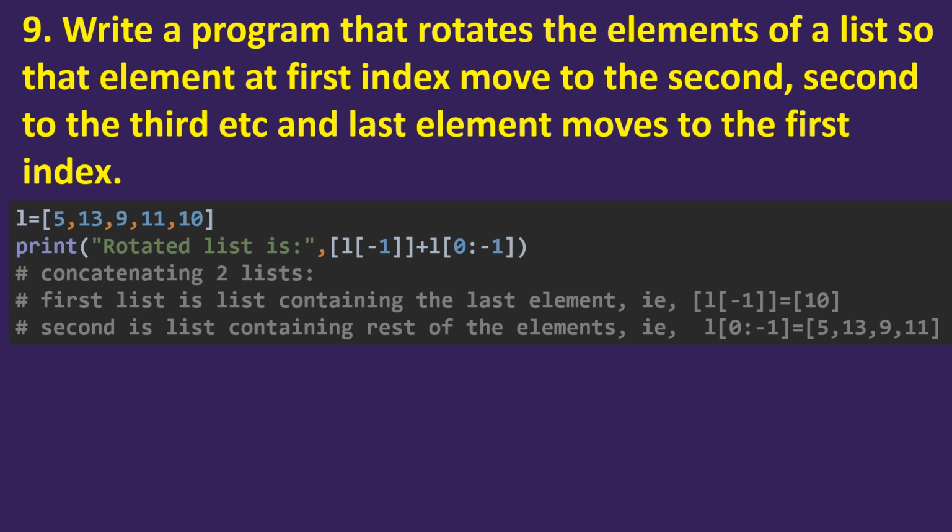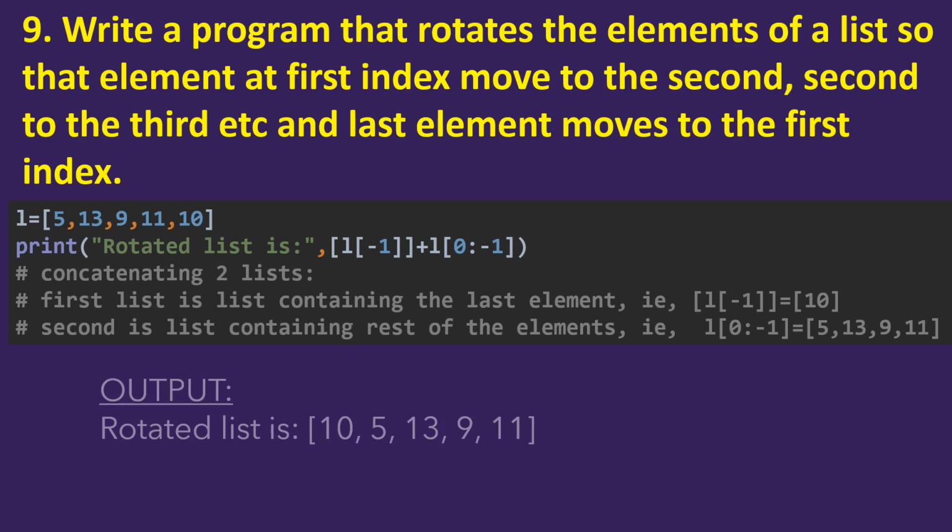So your two lists are ready and you just concatenate these two lists so that you will get a rotated list like this, where you can see once you run the program. Your last element will come to the beginning and the rest of the elements will follow it.